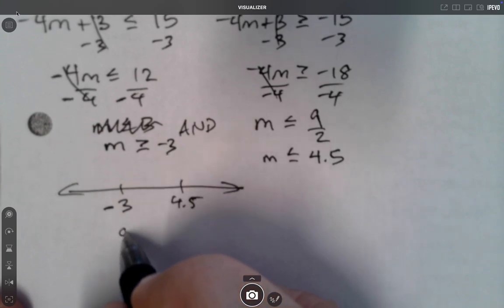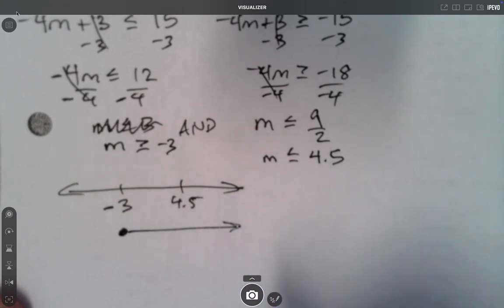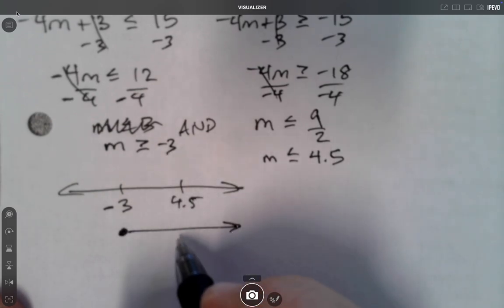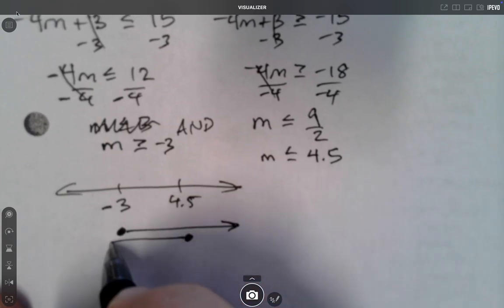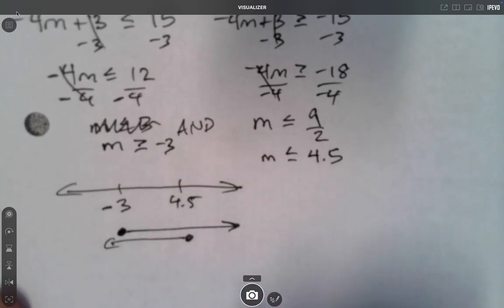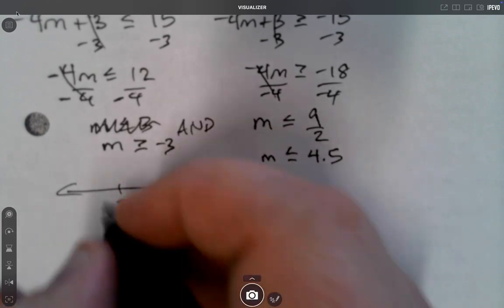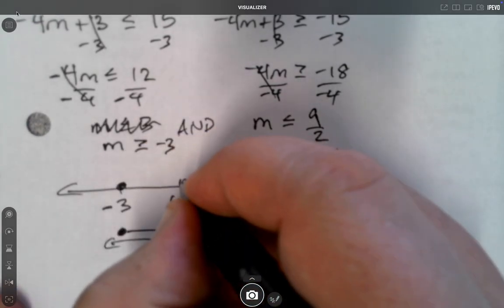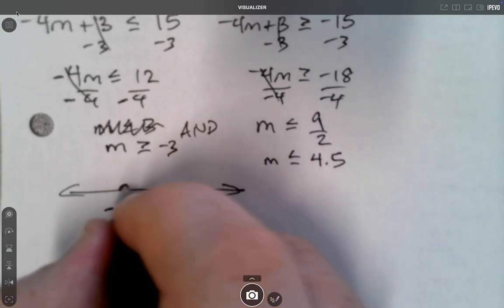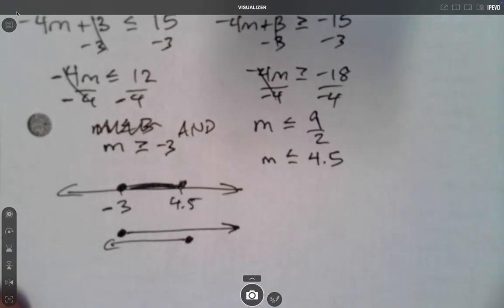So I have a closed dot at negative 3, and we shade it up because it's greater than. I have a closed dot at 4.5 and shade it left because it's less than. So the way these two overlap is from negative 3 to 4.5. Both have closed dots or closed circles, and we draw a line to connect the two.